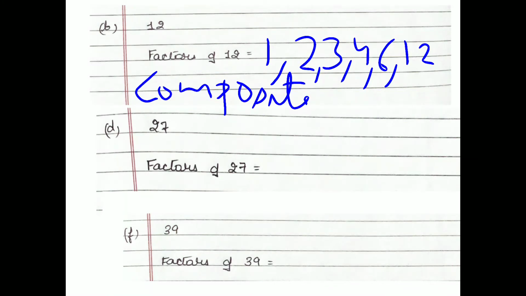Clear, students? Now we write down the factors of 27. 1, 27s are 27. Then 27 does not come in the 2 table, we will write in the 3 table. 3 9s are 27. So all these are the factors of 27. So 27 is not only coming in its own table, it is coming in other tables. So it is also a composite.